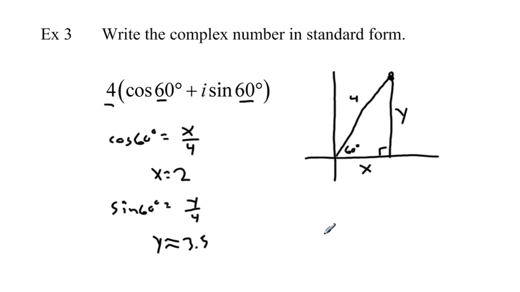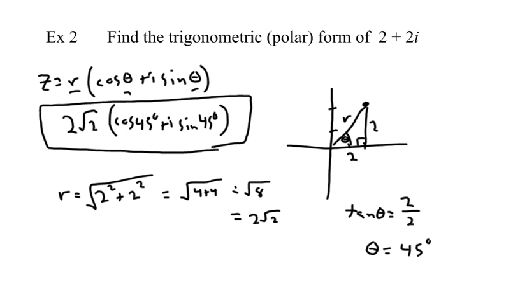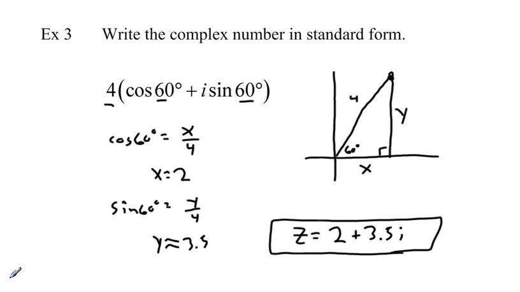So in standard form, this complex number is equal to 2 steps in the real direction plus 3.5 steps in the imaginary direction. So there's this complex number in standard form. In the past 2 examples, we started in standard form and wrote it in polar form. Here we started in polar form and wrote it in standard form. So we should be able to go both ways with that.